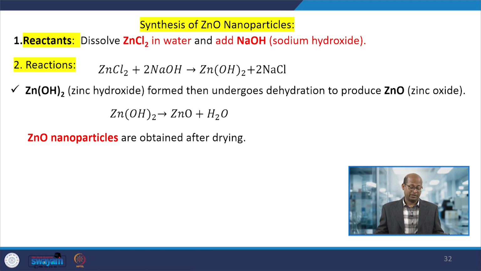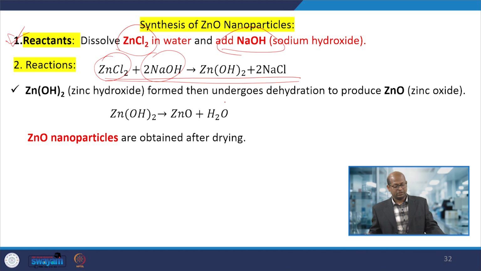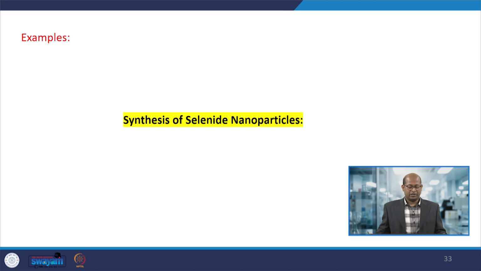Zinc oxide nanoparticles we can also prepare. Here we use zinc chloride as a precursor in water, and we add sodium hydroxide, which is a base. Basically this is the reaction. These two react and form zinc hydroxide, which forms in solution as a precipitate. Then we can dehydrate it, meaning we remove water molecules from this hydroxide, and then zinc oxide nanoparticles form after drying.